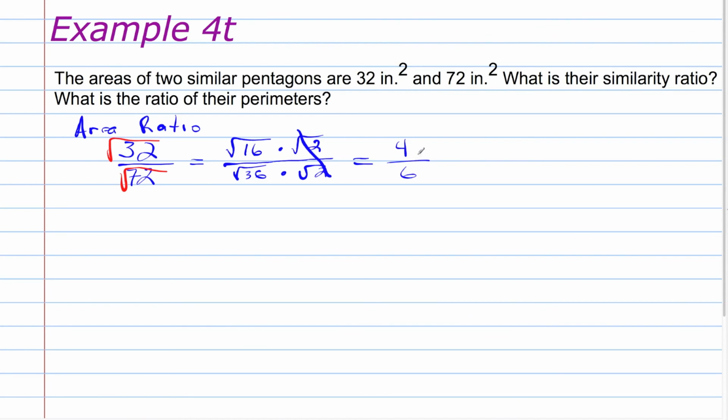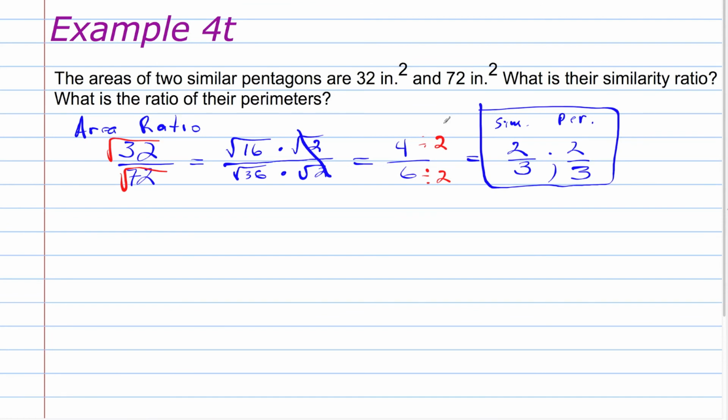Now this isn't the similarity ratio because 4 and 6 both have a factor of 2 in common. So when I divide both of those, 4 and 6, by 2, the similarity ratio and the ratio of their perimeters is 2/3. So correctly written, I should have two answers here. The similarity ratio being 2/3 and the ratio of their perimeters also being 2/3. So there's finding the similarity ratio when given the area ratio.